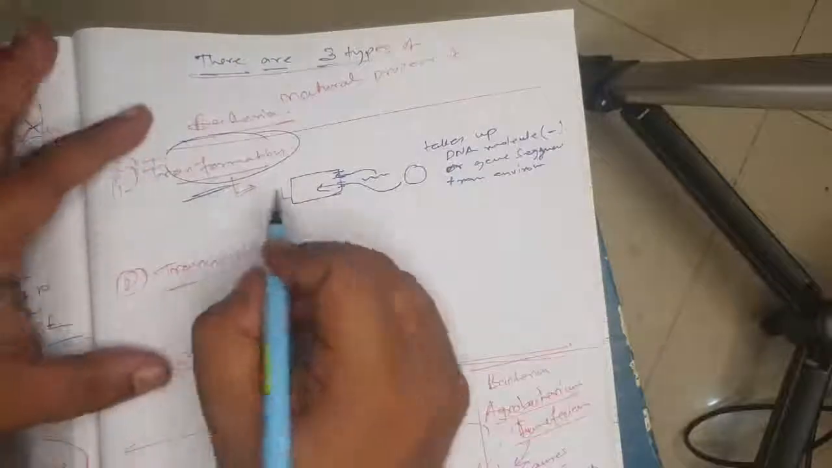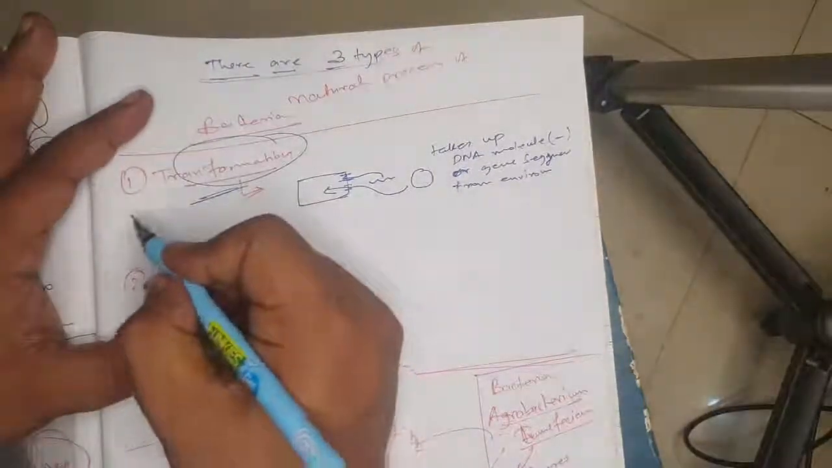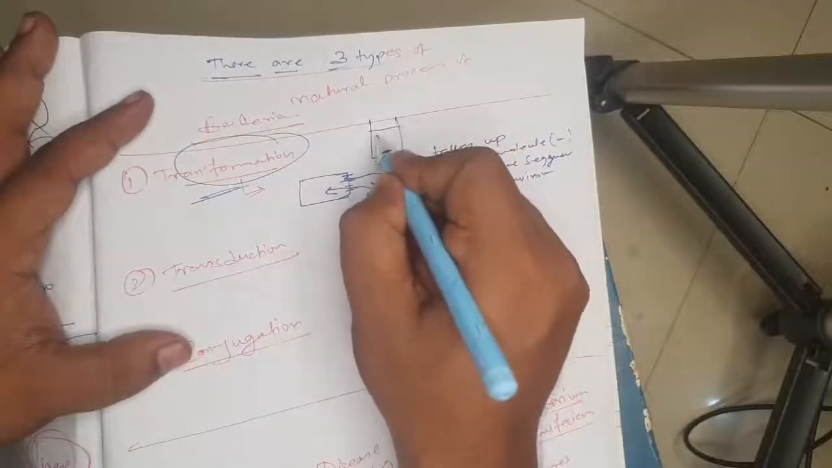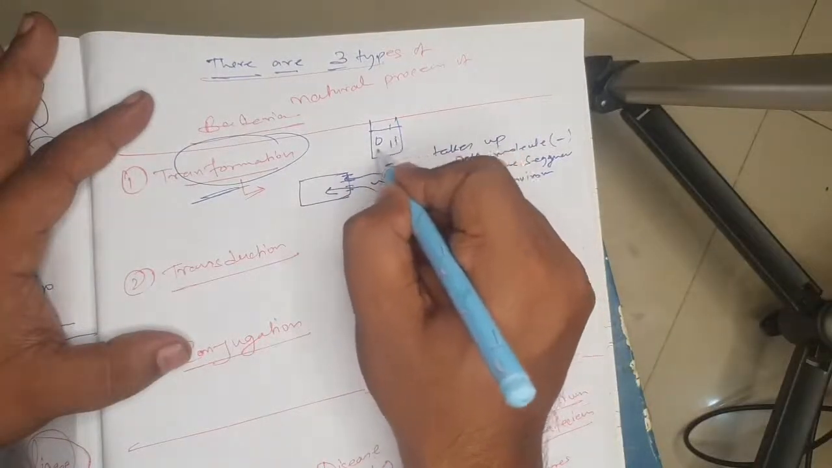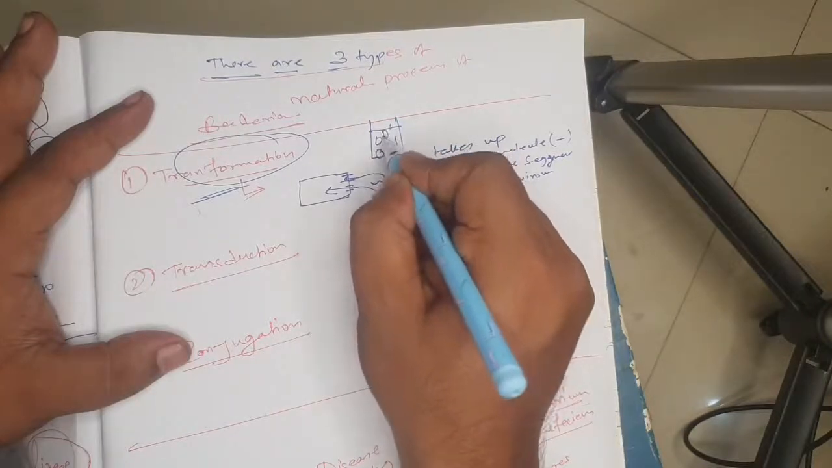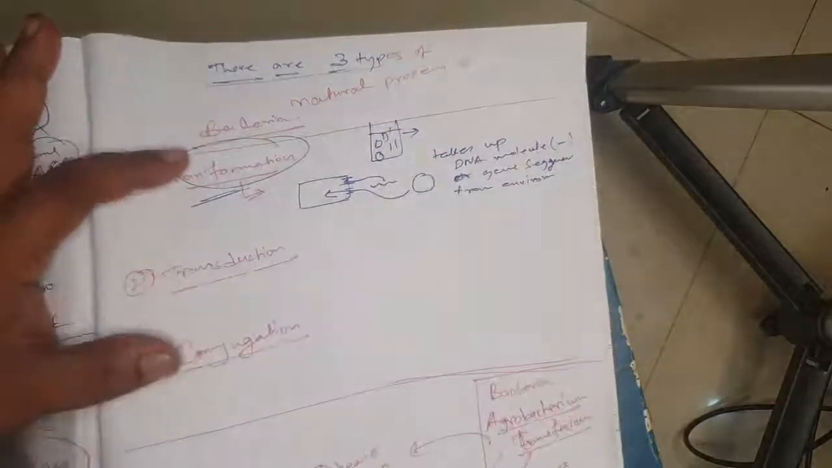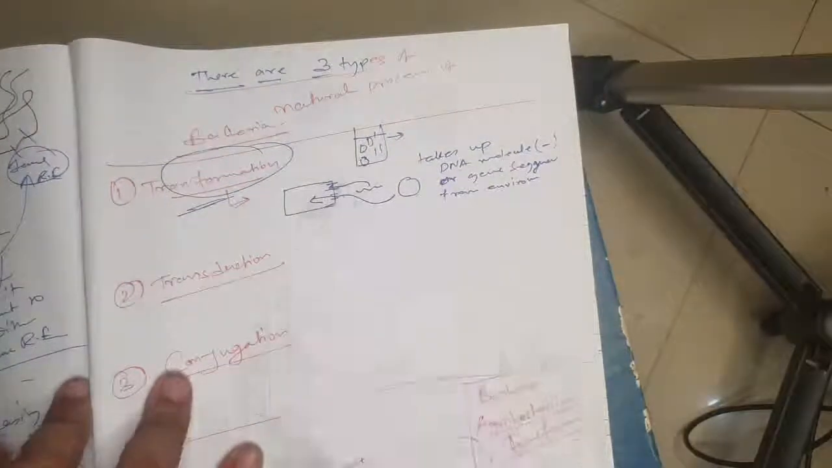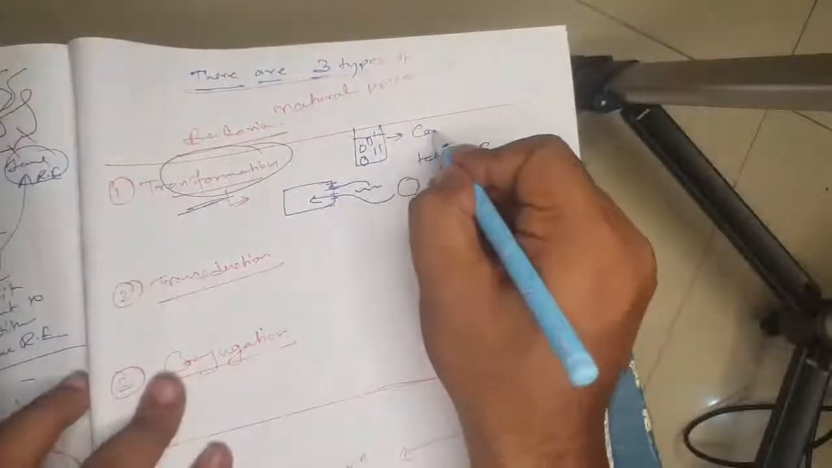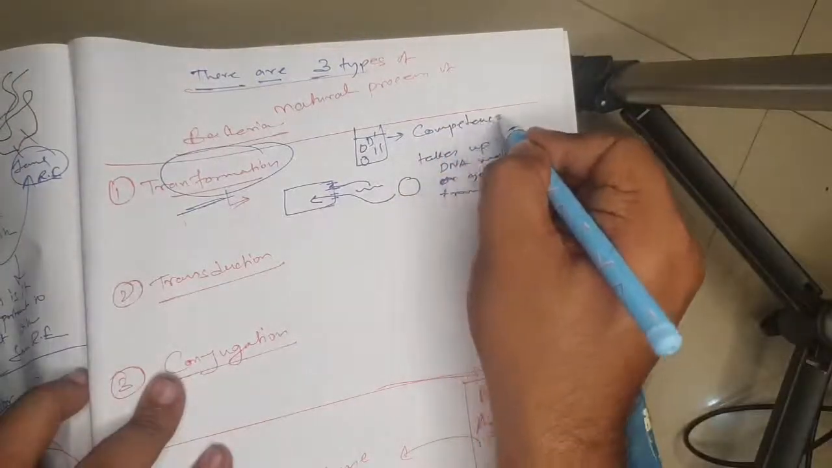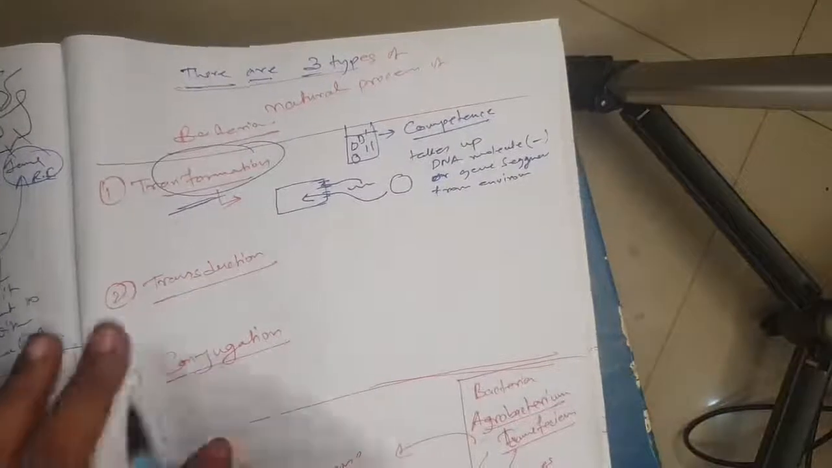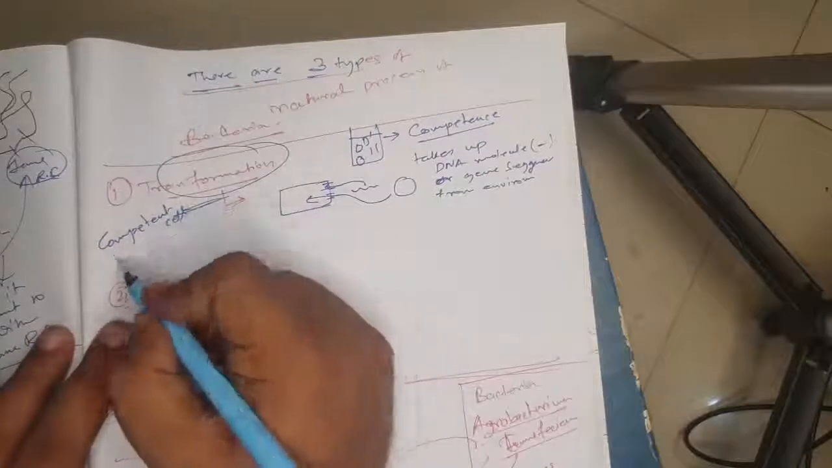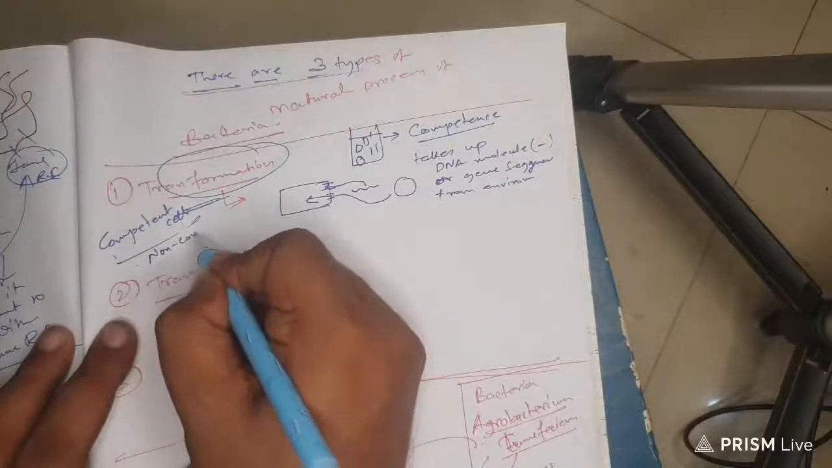The process of transformation can be enhanced. How transformable is a bacterium? Suppose you have a medium where bacteria can grow, and you put naked DNA and bacterial cells inside it. How much can enter? The capacity or capability of a bacterium to take up DNA is known as competence. The one which can take up DNA is known as a competent cell, and the one which cannot is known as a non-competent cell.